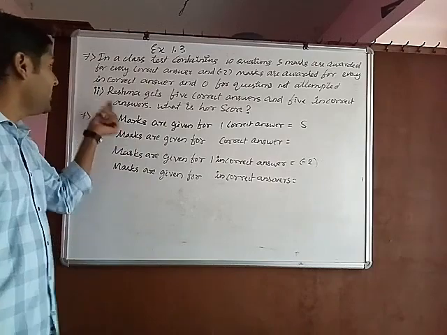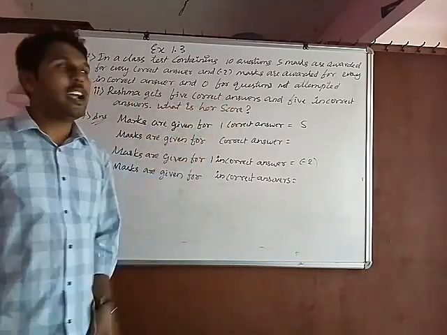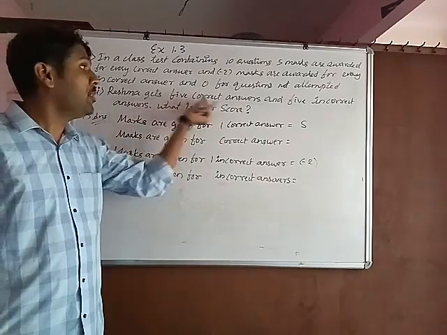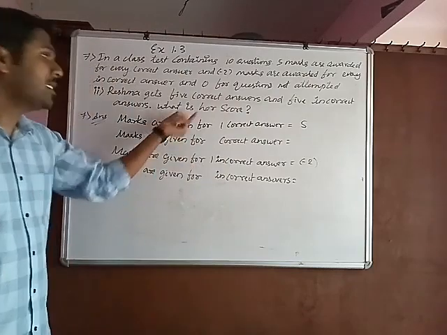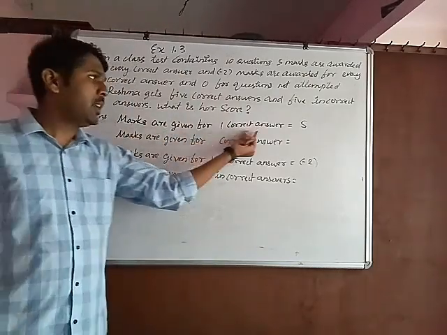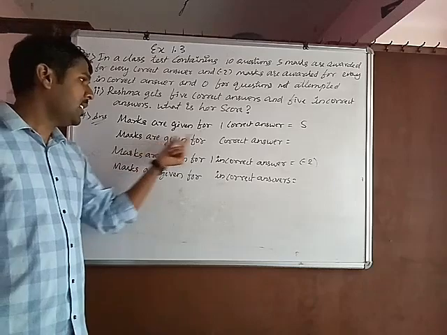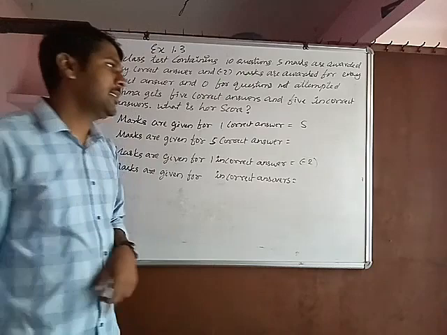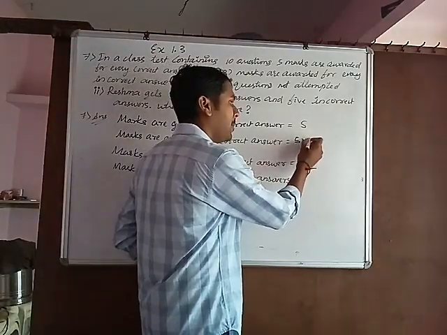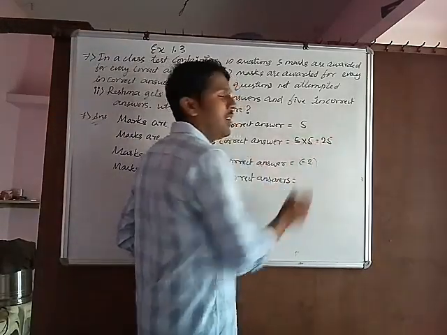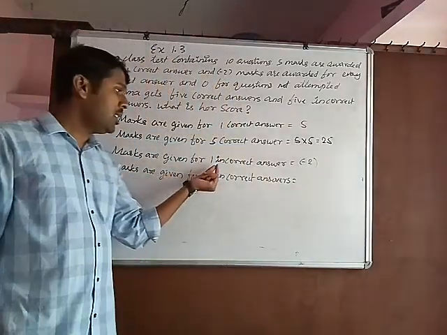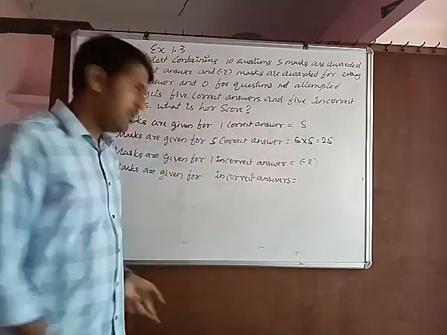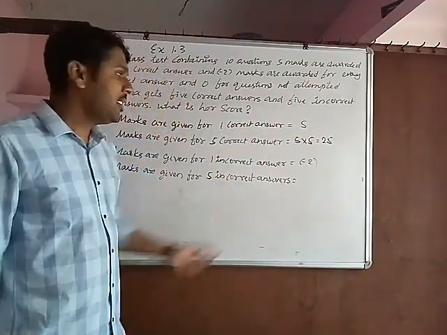So the next sub question is, Reshma gets 5 correct answers and 5 incorrect answers. What is her score? So first, marks given for 1 correct answer is 5, no? So how many correct answers did she get? 5, no? That means just multiply 5 into 5. What will we get as the answer? 25. Next, marks given for 1 incorrect answer is minus 2. How many incorrect answers are there? 5. So multiply minus 2 into 5.